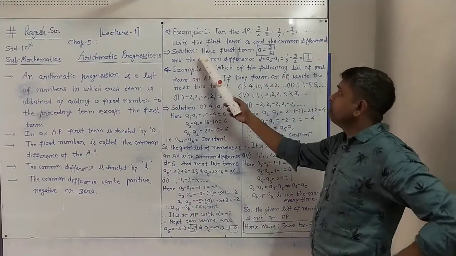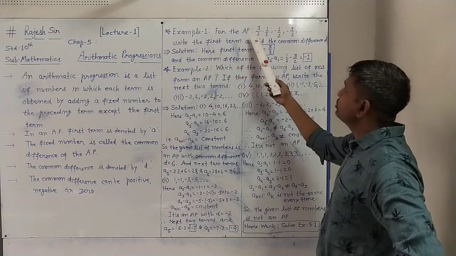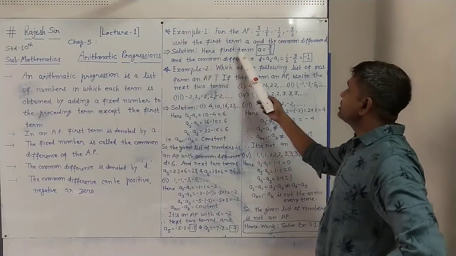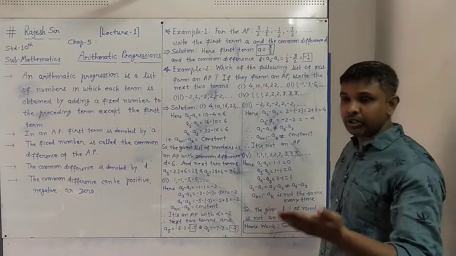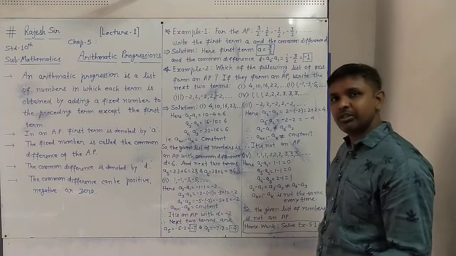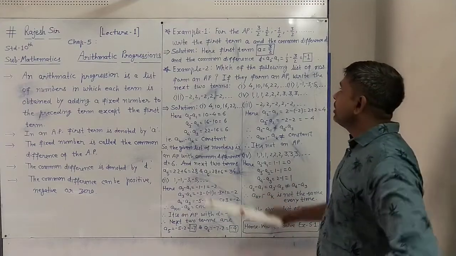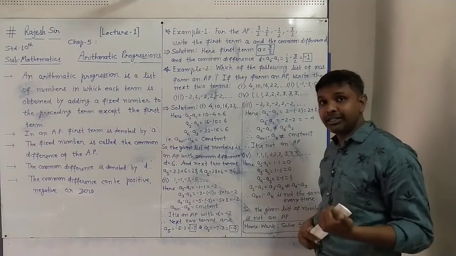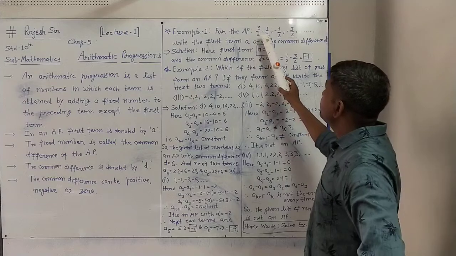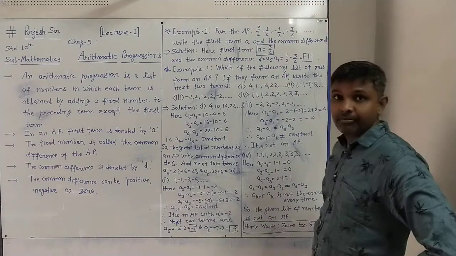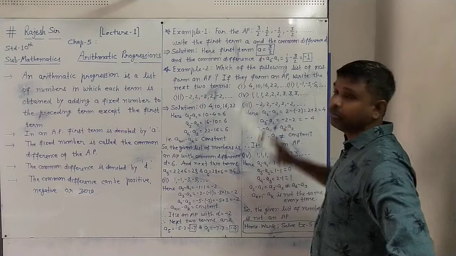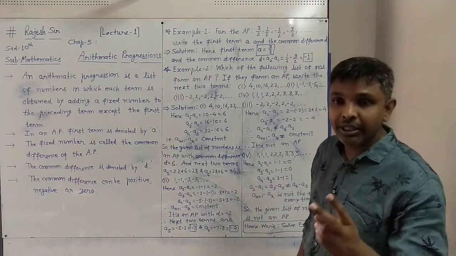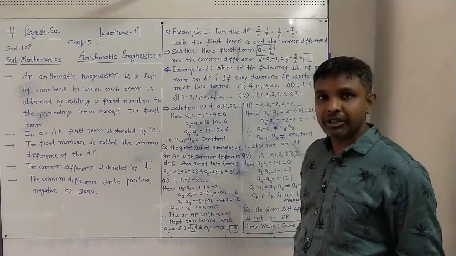In the solution, the first term is 3/2 and it is denoted by a. So first term a equals 3/2. Very simple: we just see the first term and denote it by a. And the common difference d, how to get it? That is second term minus first term, or third term minus second term, or fourth minus third. The difference of any two consecutive terms will give you the common difference in an AP.